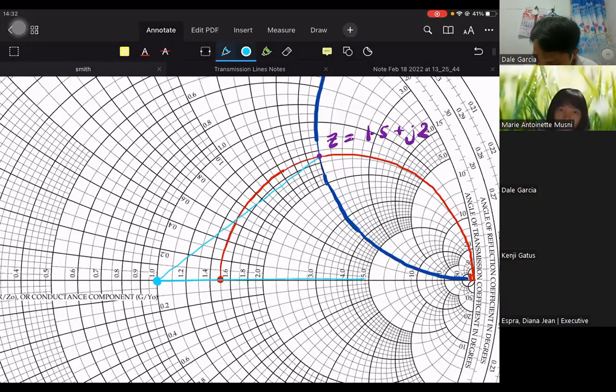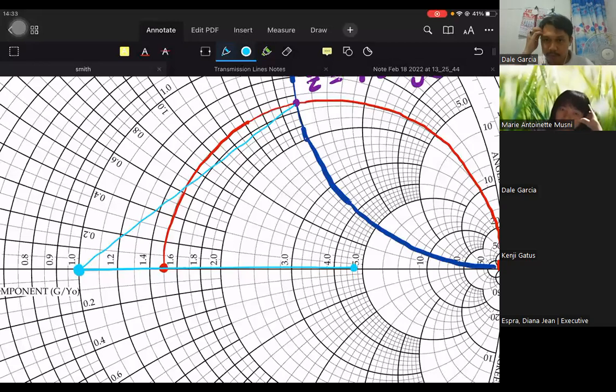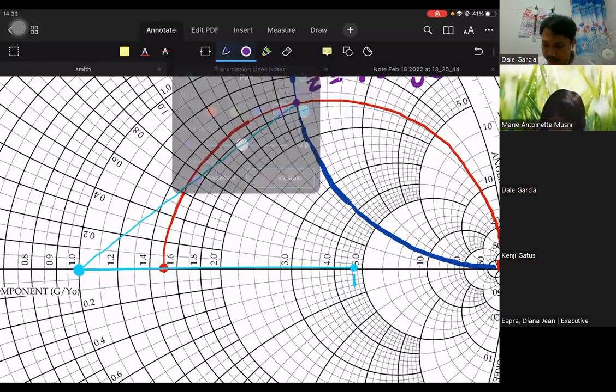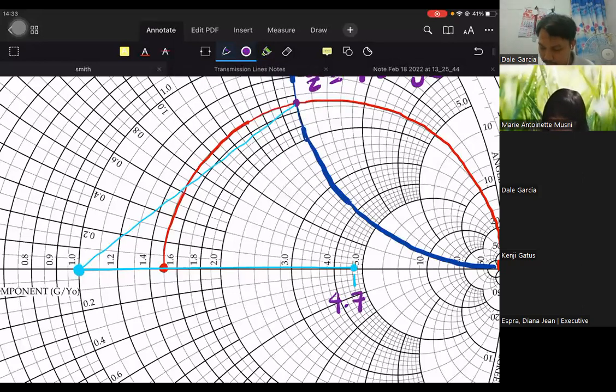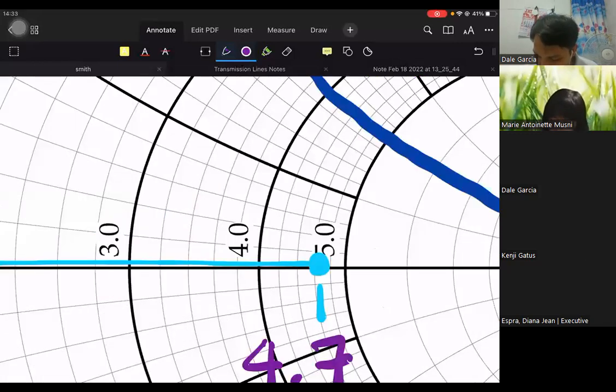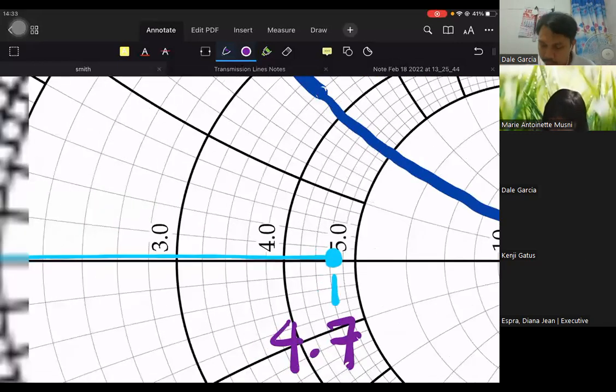And that is about 4.7. It's in between 4.0 and 5.0, closer to 5. So it's about 4.7. So SWR is equal to 4.7.